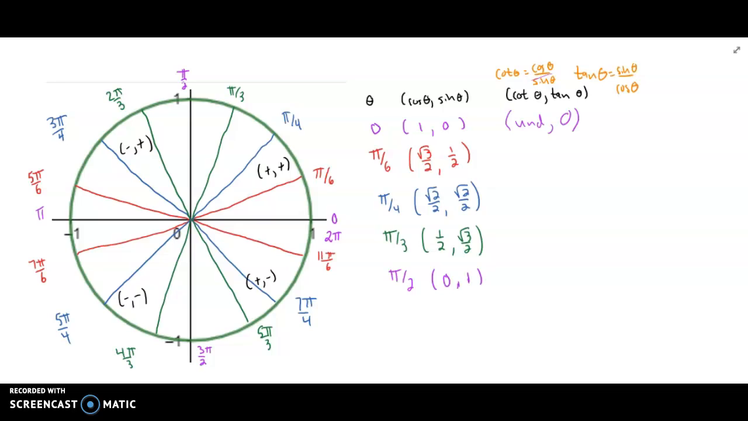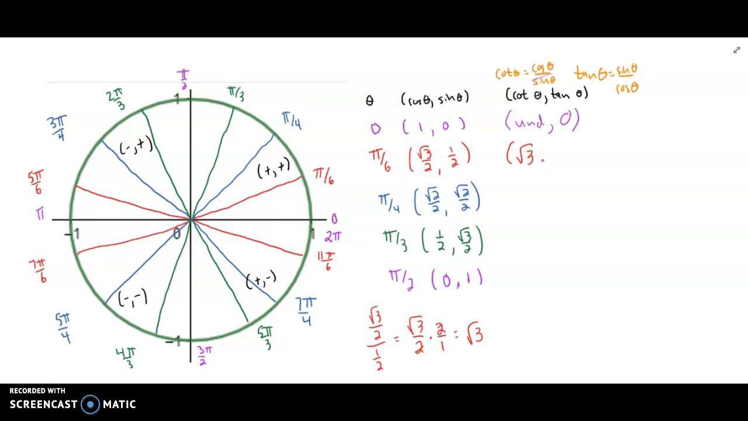Pi over 6, we're going to take the value of cosine, which is root 3 over 2, and divide it by 1/2, and that is gross. So again, we don't really divide fractions. What we're essentially doing is taking this and making it a multiplication problem. And by doing that, what happens is these 2's are going to cancel out, and I'm going to be left with just the square root of 3. And so that's going to be my cotangent value at pi over 6, the square root of 3.